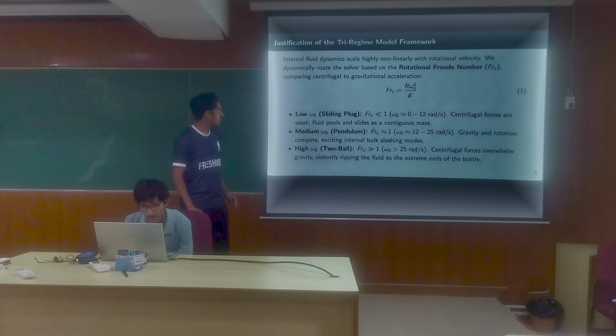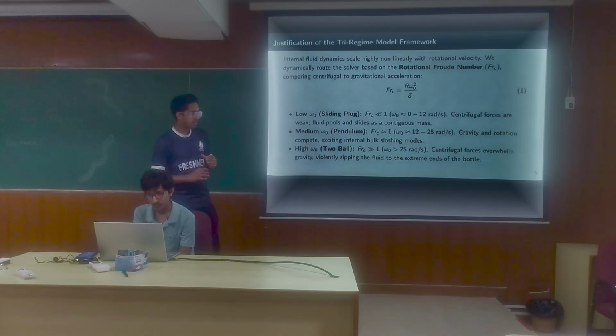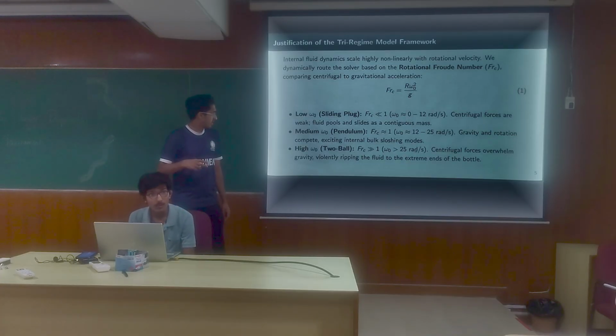In our experiment, we are using three models, which are the sliding plug model, pendulum model, and the ball model. In the sliding plug model, we are assuming the model to be a point mass, which is sliding in one dimension. This assumption is very good for low angular velocities. And our second assumption, which is for medium angular velocities, is the pendulum model, in which there is a fixed mass and a pendulum mass. This is able to simulate the slight sloshing, the fluid motion of the water very well.